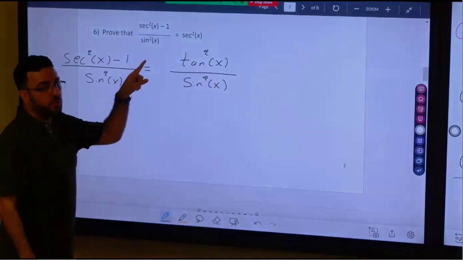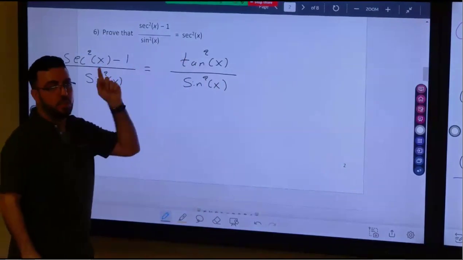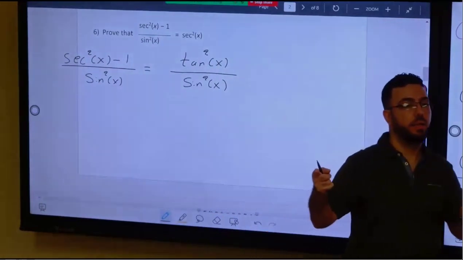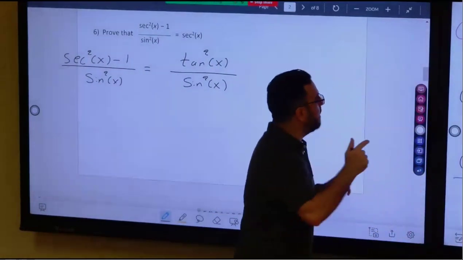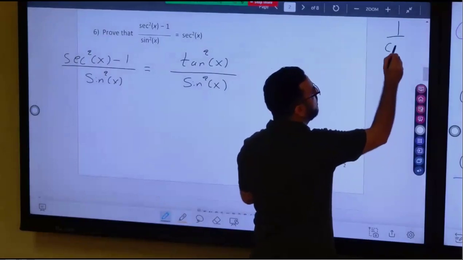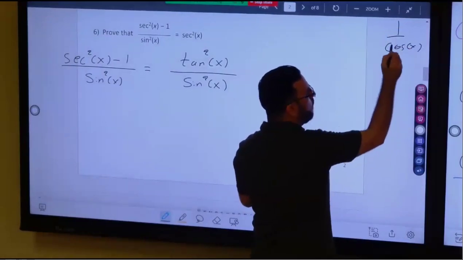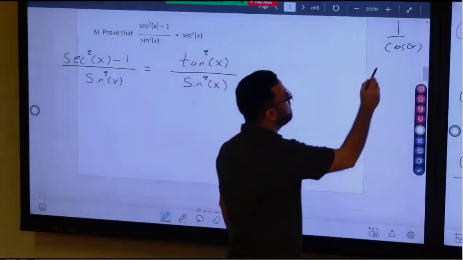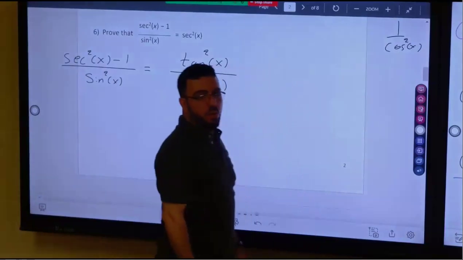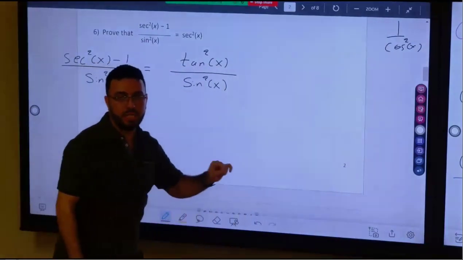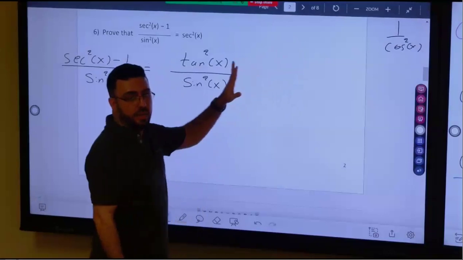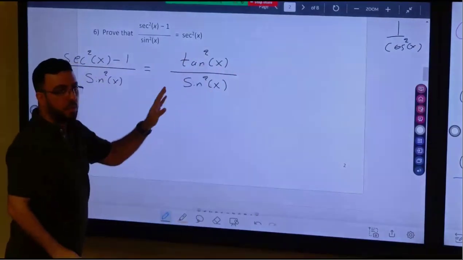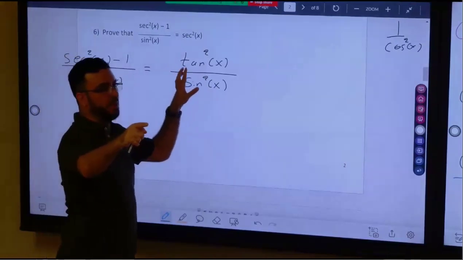Now, my goal is to get what? Secant. So keep in mind, secant is the reciprocal of what? Cosine. That means I have to reach this part: 1 over cosine is secant, so secant squared means I have to reach 1 over cosine squared x. Can I get 1 over cosine squared from these? No? Don't say no. We can.